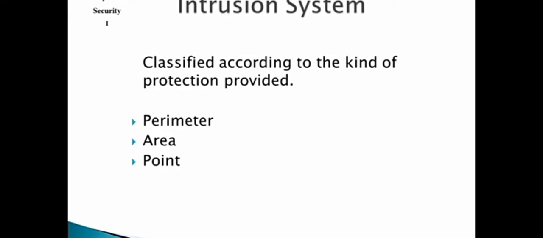Then you have area alarms. These are usually passive alarm systems or passive sensors, like your infrared detection, your high frequency detection sensors, and things like that. They cover a broad area.